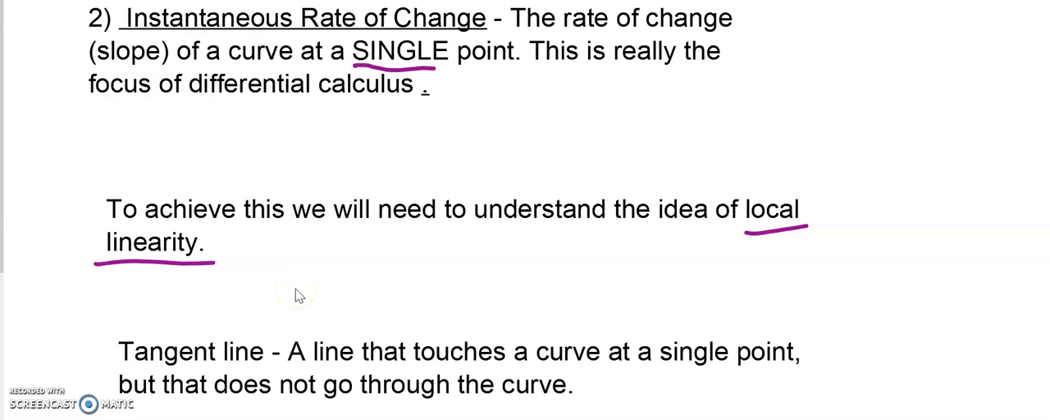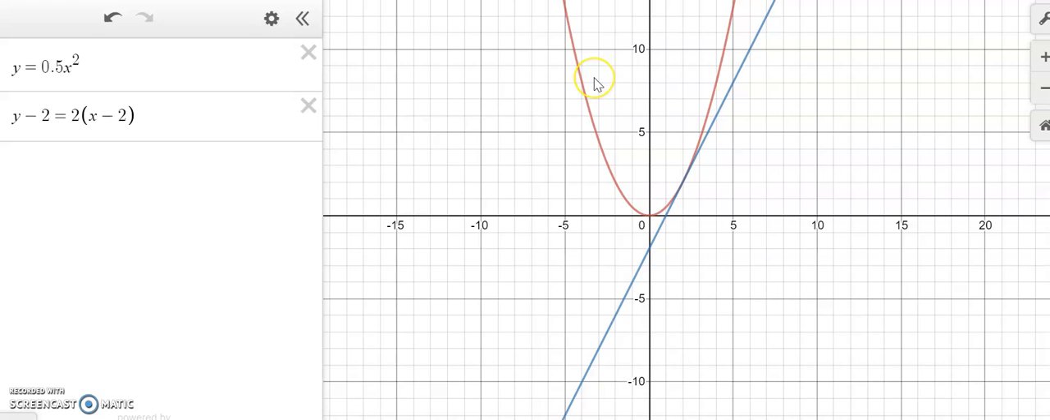Okay, when we last left our hero, he was talking about local linearity. Now, let me explain what local linearity is with a picture of a graph. What I've done here is I've graphed, using Desmos.com, a parabola whose equation is y equals 1/2 x squared, as you can see on the left here.